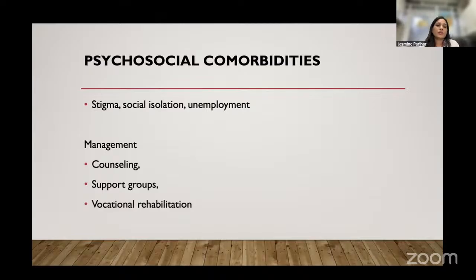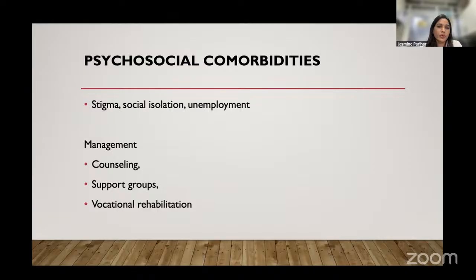Psychosocial comorbidities including stigma, social isolation, and unemployment. So every time the patient comes, don't just talk about the anti-seizure medicines. Talk about what is he doing? Is he going to school? Is he married? Is he considering employment? Has he been expelled from his job because of his current condition? So you have to ask all these things and try to find out solutions to this.